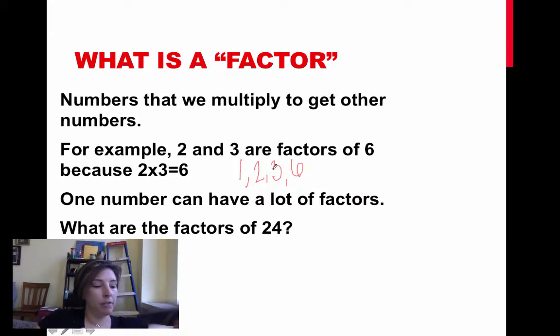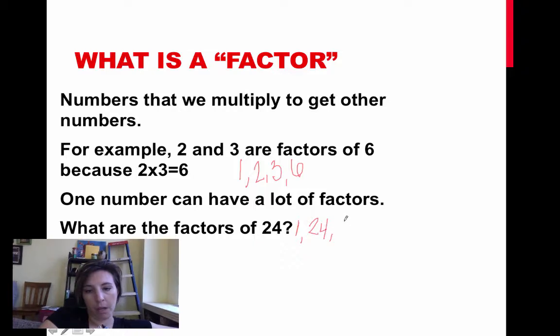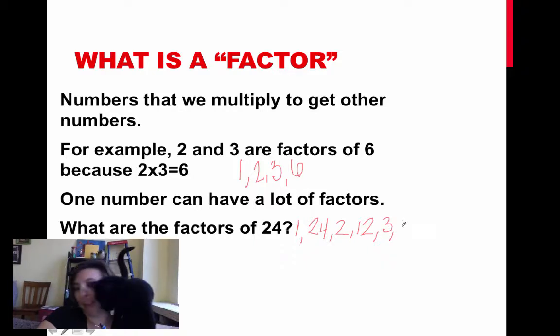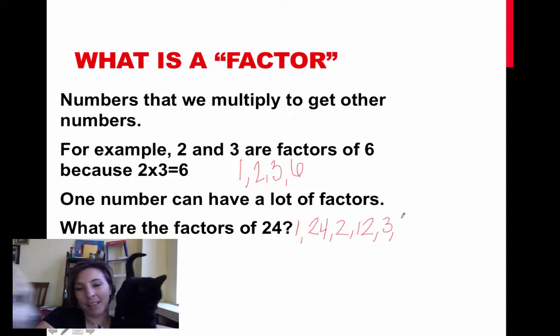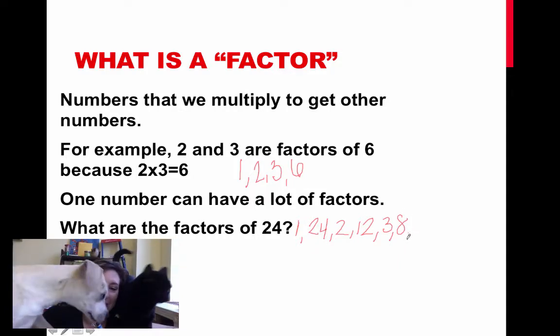So let's see here. What are the factors of 24? So first of all, always think about factors in pairs. And you can always start with 1 and the number. So 1, 24. And then it's going to have a factor of 2 because it's an even number. 2 times 12 equals 24. So 12 is another factor. It's going to have a factor of 3. And 3 times 8 is 24.